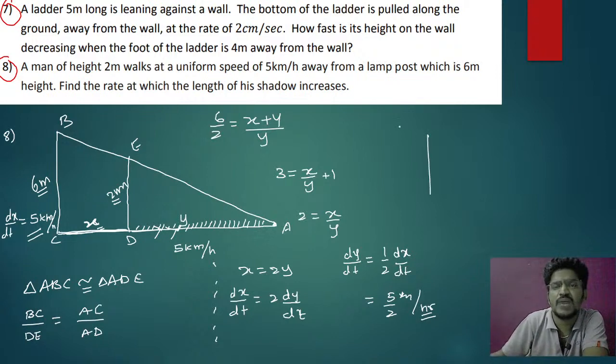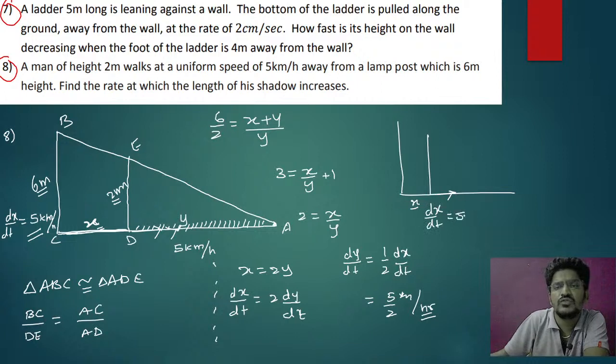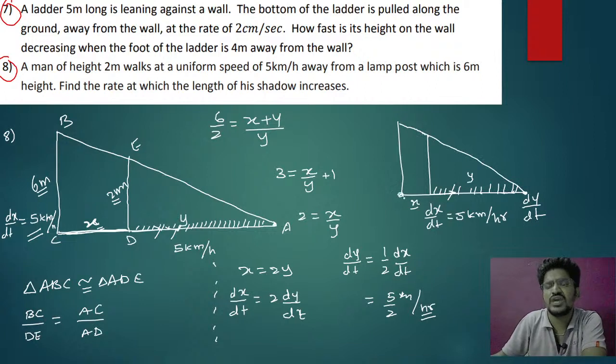See, there is a man, there is a lamp. Now this is the x. He is walking away from the lamp post. That means the rate of change of x, dx by dt, is given as 5 kilometers per hour. Now here if the light falls, this is the shadow, it is increasing. That means if I take this as y, we have to calculate dy by dt. Okay, so the further calculations are very simple.